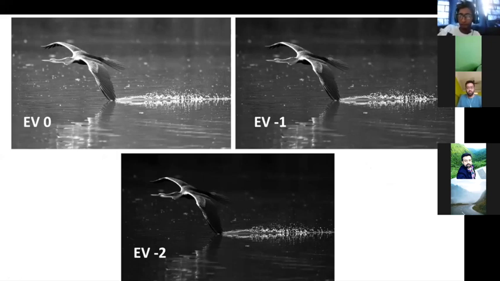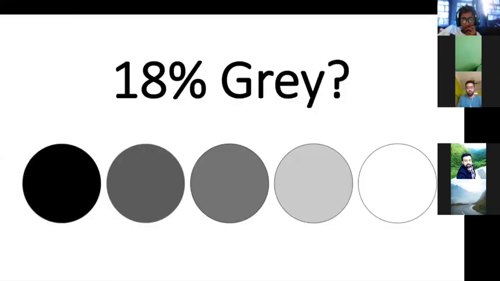So I have to override that 18% gray rule set by the camera and compensate it negatively to take the image towards the darker side. That's why, if you understand this 18% gray concept in photography, it will be very easy for you to compensate your exposures.